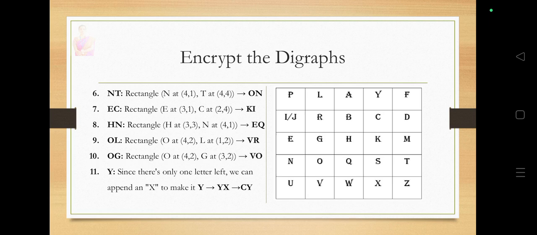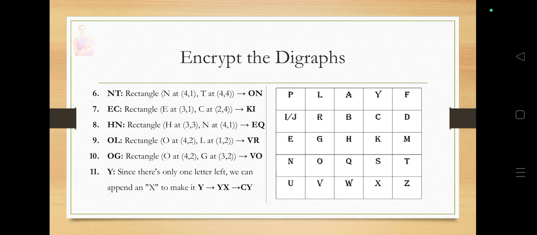Similarly for HN, it is also a different row and different column. So you have to make a box, and the answer is EQ. And the next one is OL. So what is OL? Where is it located? OL is located in the same column, right? So it is located in the same column.